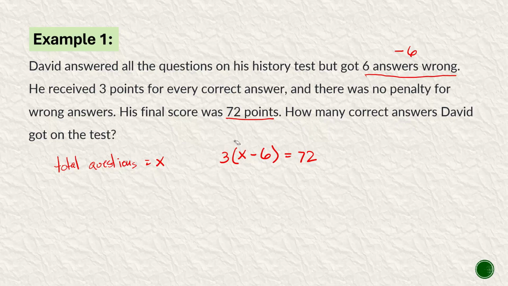on the test. So what I'm going to do here is I will divide both sides by 3. I know maybe you're not expecting that. Maybe you want to distribute the x. You can do that, but I noticed that 72 is divisible by 3. 7 plus 2 is 9, and 9 is divisible by 3. So I think I can do that first. So 72 divided by 3 is 24.